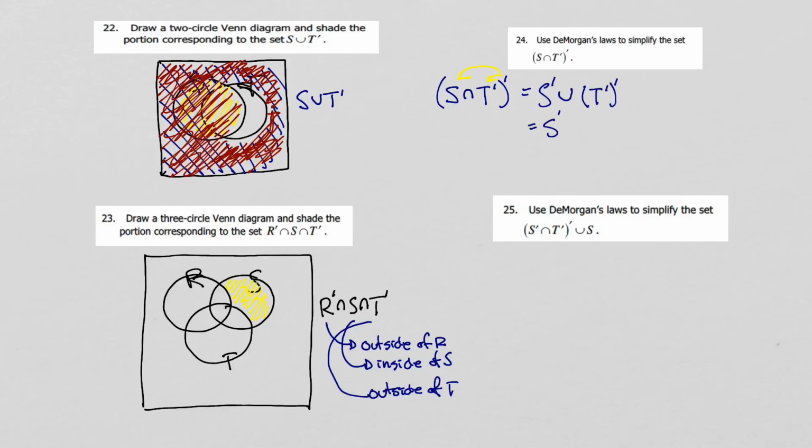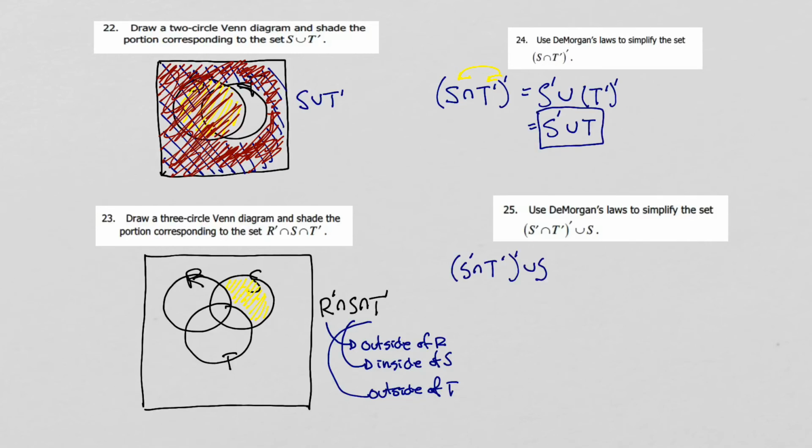Well, S prime is simple. Union, now, what is T prime prime? So this is T, this is outside of T, and this is outside of the outside of T, which puts us back into T. It's like a double negative. There we go.